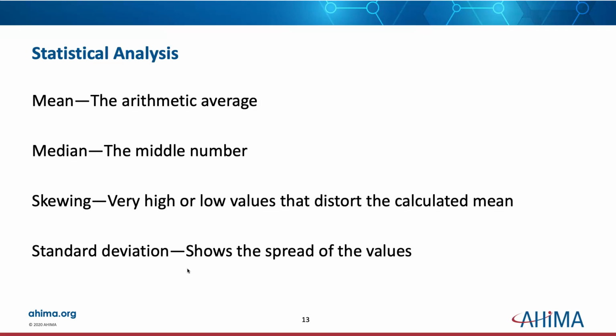Statistical analysis: mean, median, skewing, and standard deviation. If you are also taking HIT 452, we will get into these there, and we will actually calculate them out. They seem more intimidating than they are, so let's distill them down. Mean is the arithmetic average. What does that mean? It's the average value in a range of values. You sum all the values up and divide by the total number of values in the range.